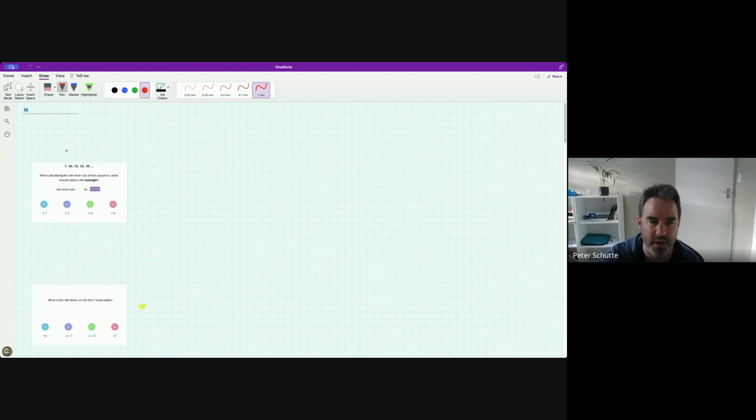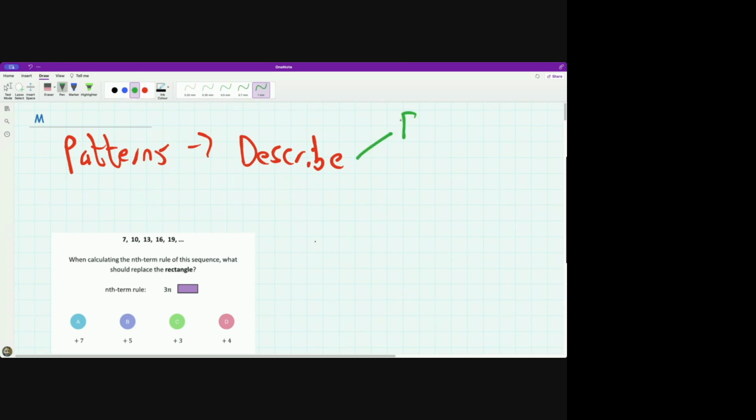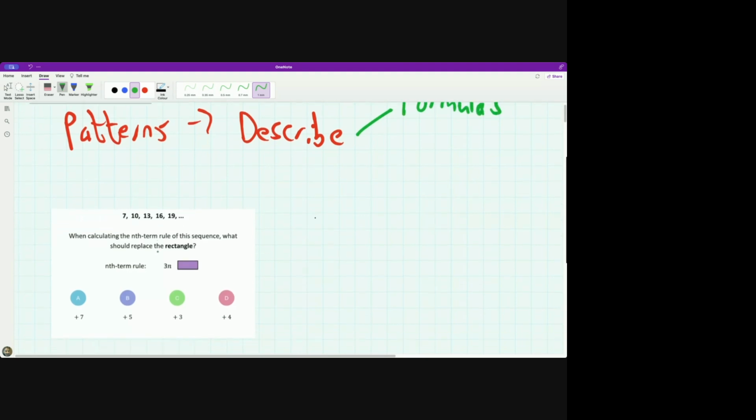So what are we going to talk about? We are going to talk about patterns and how we describe patterns. So how do we describe them? One of the ways that we learn how to describe them is with formulas.